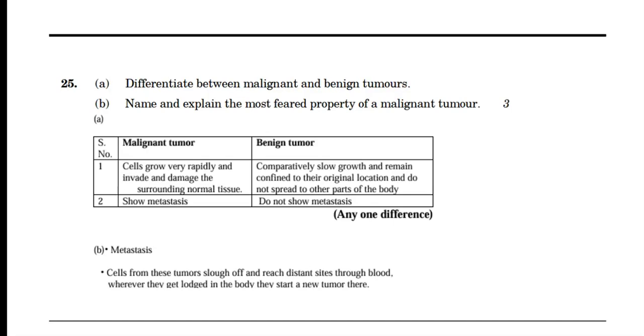Differentiate between malignant and benign tumors. See, tumors are of two types, malignant and benign. The malignant one is not something we can deal with very easily, because it spreads. The cells grow rapidly and damage the surrounding normal tissue. It spreads from one place to another. That is malignant. What is benign? Benign is present in one particular region, and it has slow growth, very slow compared to malignant.